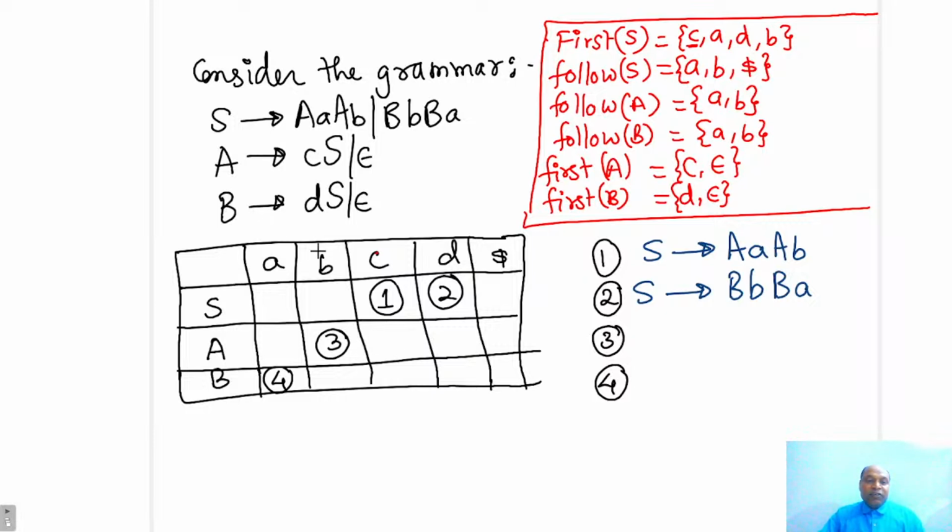Now in 3 what we'll get? In 3, here B is there. In first of A, B is not there. So B is where? In follow of A. So that means A production epsilon will be there, and also in follow of B, A is there. So B production epsilon will be there. So if you try to identify the options, this particular option may be correct.